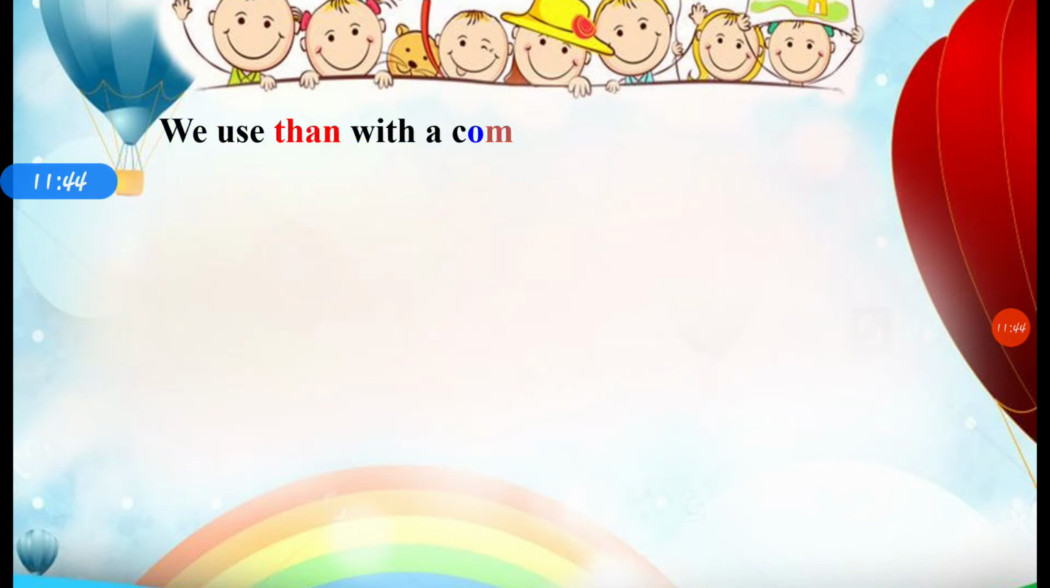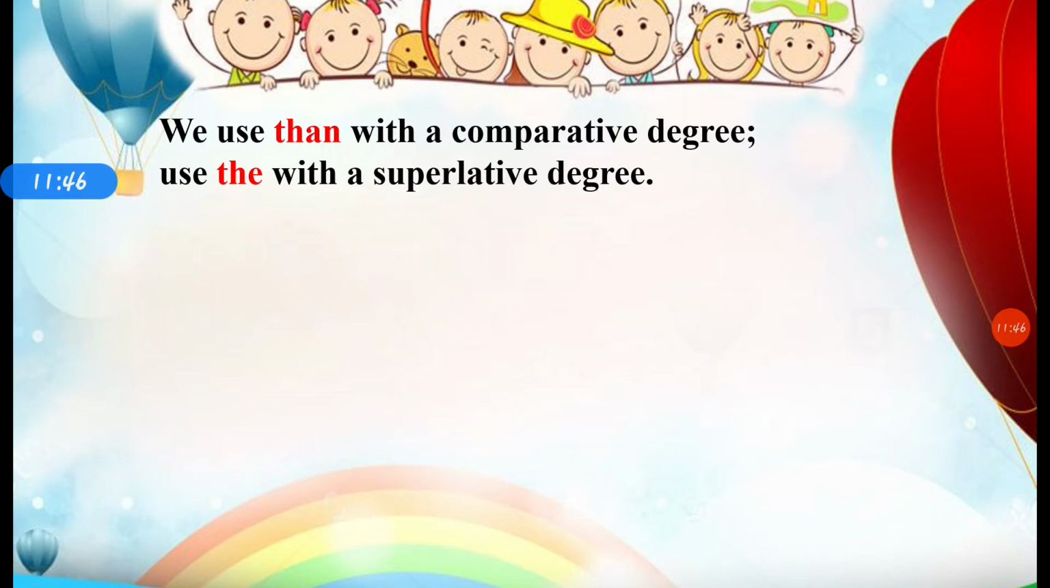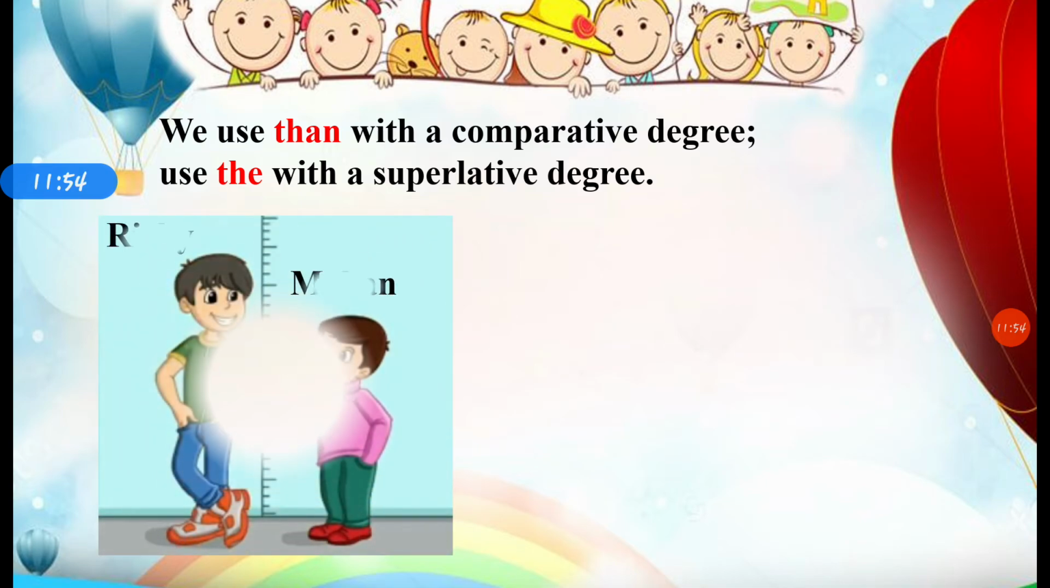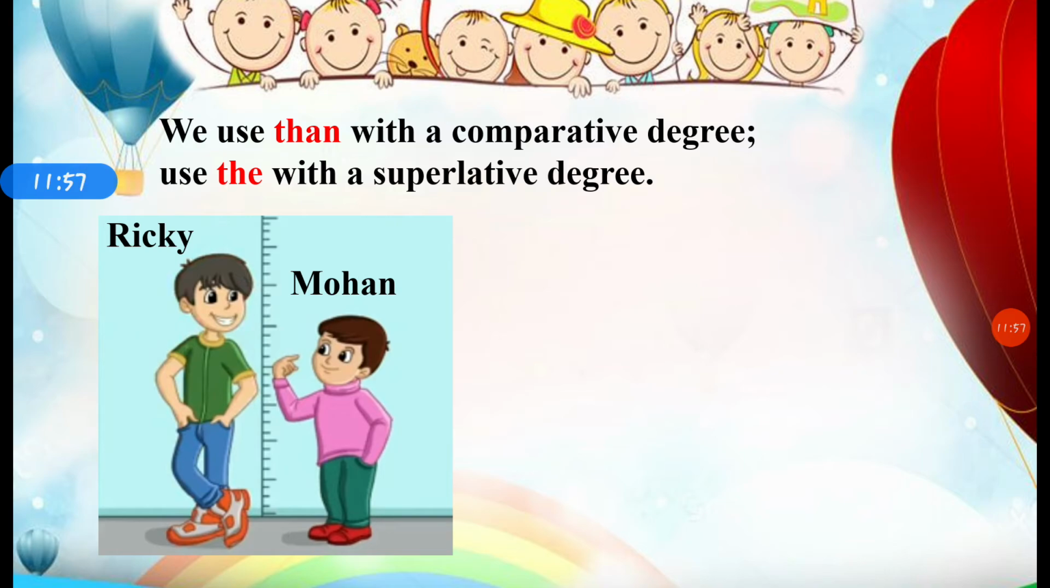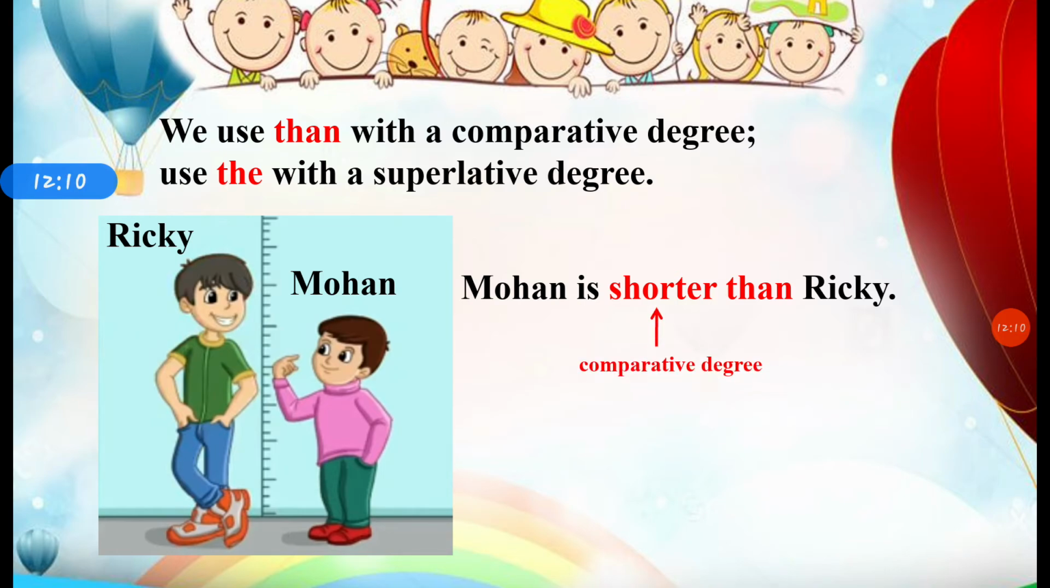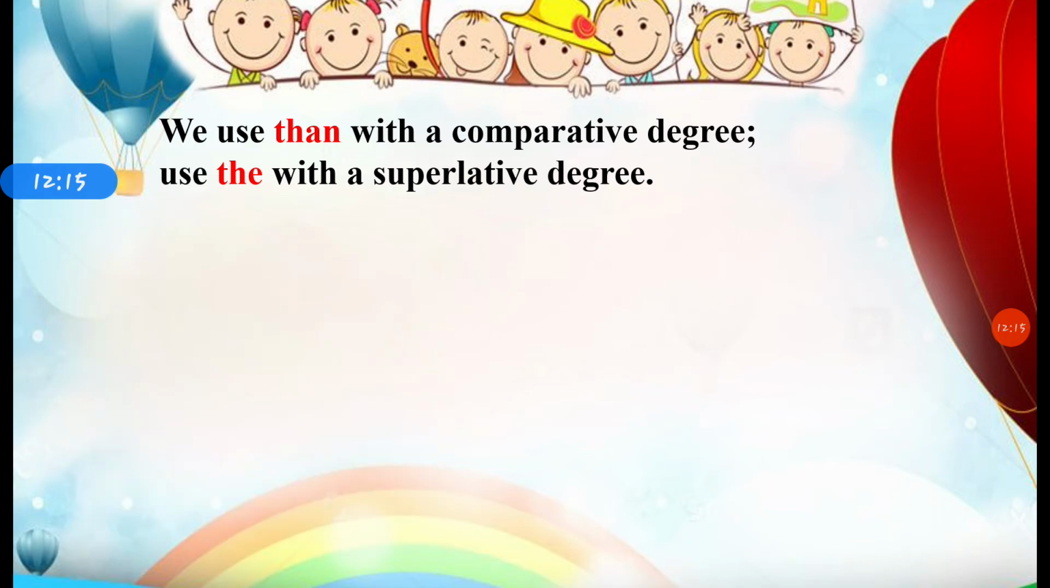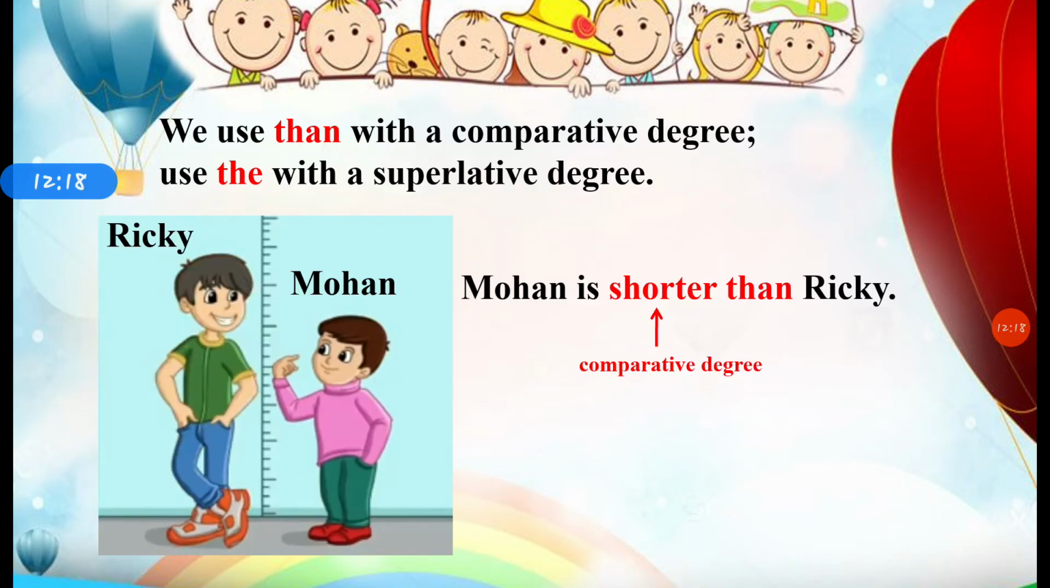So students, we use than with the comparative degree. Use the with the superlative degree. Example: here are two boys. One is Ricky and another one is Mohan. Mohan is shorter than Ricky. Shorter is the comparative degree. So we use than with this comparative degree.